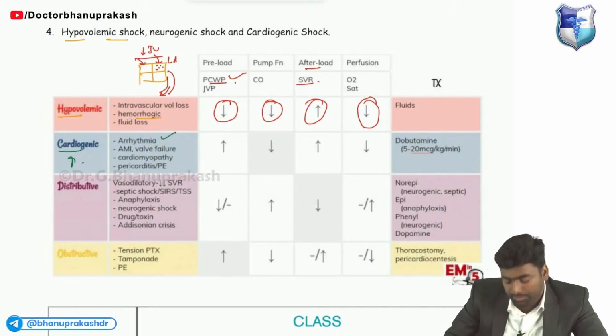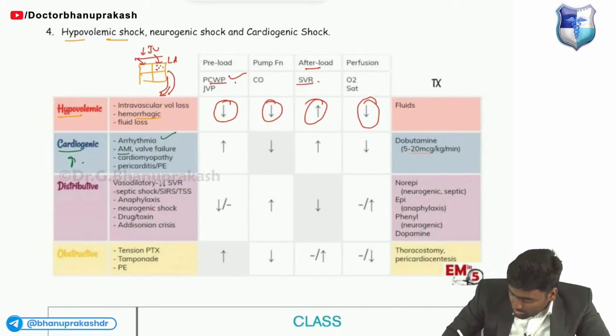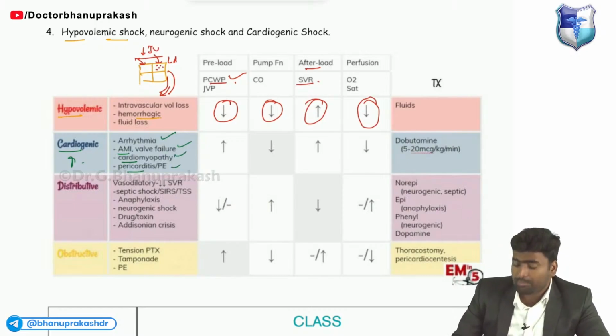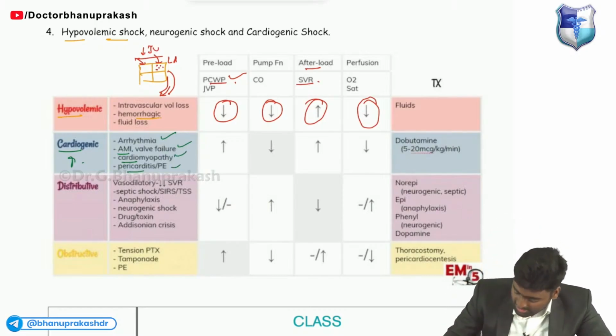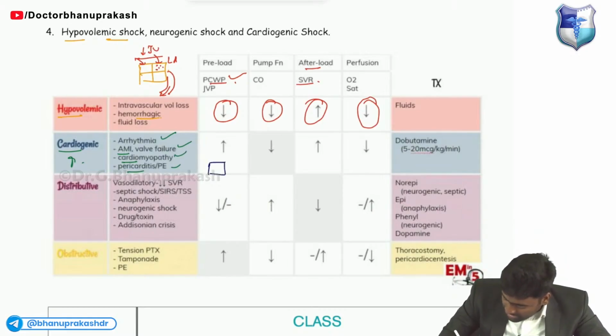For example, in the case of arrhythmia, fibrillations, acute MI, valve failure, cardiomyopathy, or pericarditis, what will happen is that there will be enough blood. खून तो ज़्यादा रहेगा, means there will be blood, but the heart is unable to pump. The preload will be there, but the heart will be unable to pump.